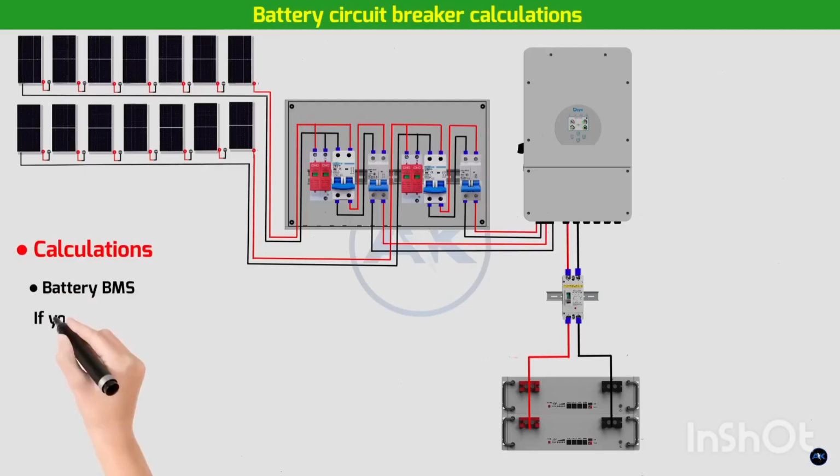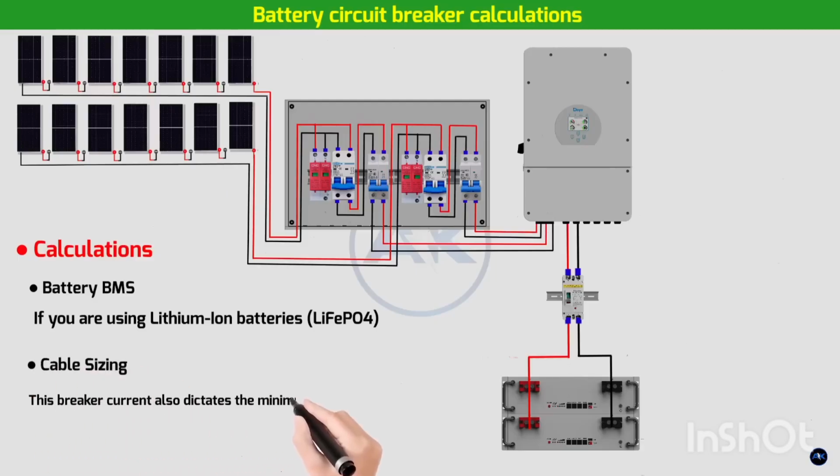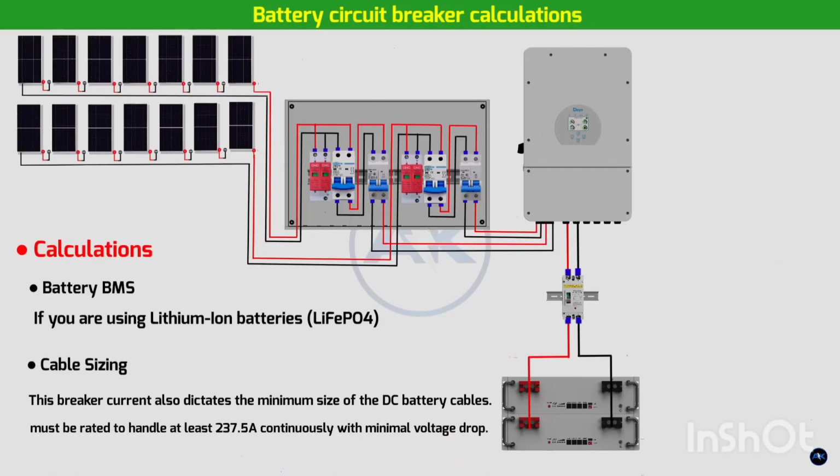Battery BMS. If you're using lithium-ion batteries, e.g. LiFePO4, they will have a battery management system, BMS, that also limits charge-discharge currents and provides its own protection. However, the external DCCB number 2 is still crucial as a main disconnect and for overall system safety, protecting the cables and inverter from external faults. Cable sizing. This breaker current also dictates the minimum size of the DC battery cables. Cables connecting the battery bank to the inverter, and therefore running through this breaker, must be rated to handle at least 237.5 amps continuously with minimal voltage drop.